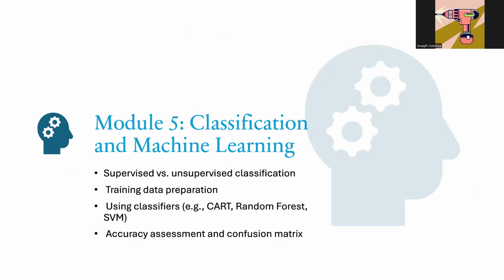The next module will be classification and machine learning. We'll be using either supervised or unsupervised classification on our data set to predict future occurrences. And then we will also do training data preparation. We will use classifiers, for example, random forest, among others. We also do accuracy assessment and understanding the confusion matrix that we use in our machine learning.